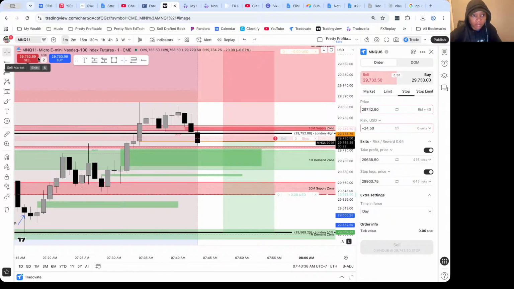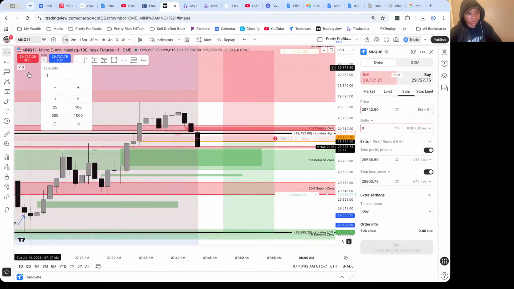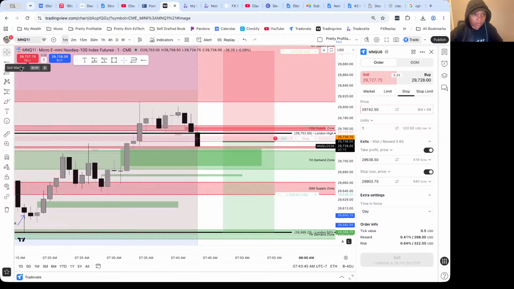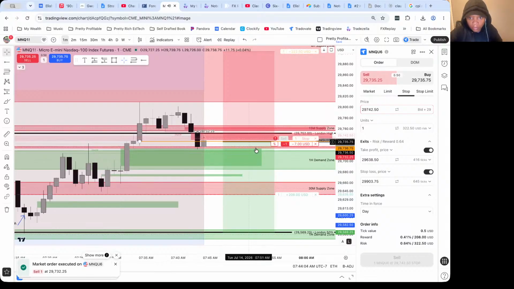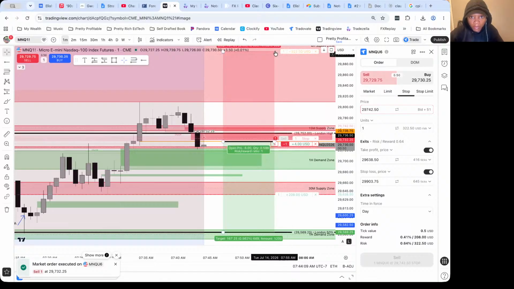Gotta close below it though. No, this should be at 1. It's going below it, but it needs to close below it, and I'll enter. I would close below it. Let's sell it. Let's go in it. So I entered on that one. Let's see what we get. And I'm gonna trail this stop.